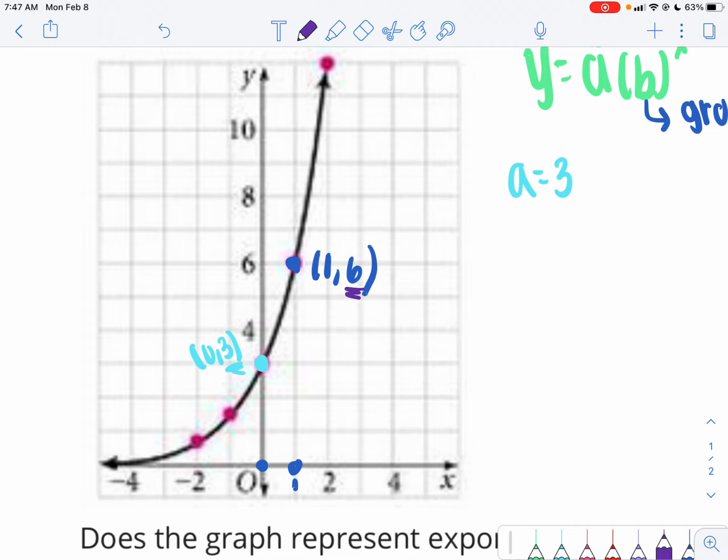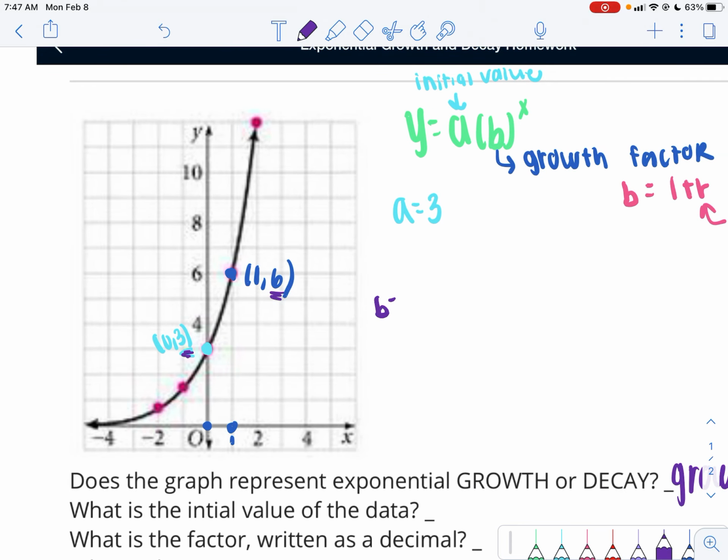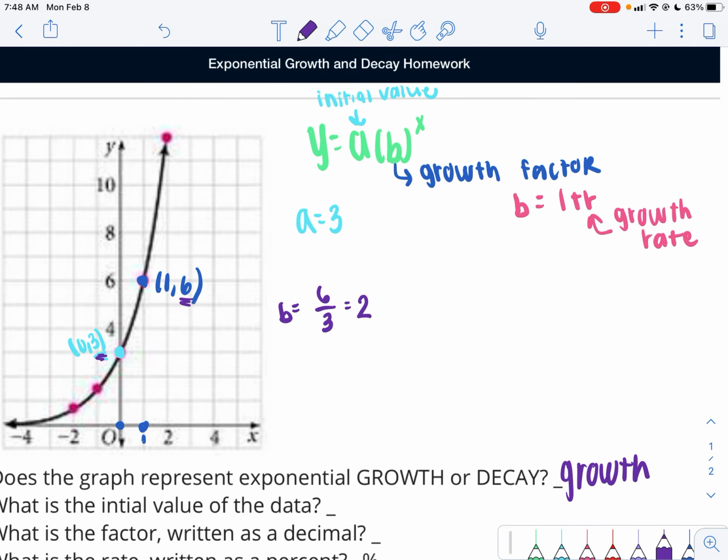We're going to look at the y values now. So our b is going to be equal to that second y value of 6 over the first y value, which is 3. So b equals 2. So our equation is going to be y equals 3 times 2 to the x. Sometimes in this homework you'll just be asked to find the equation, but this actually asks us for more. So the initial value, we see that a is 3.